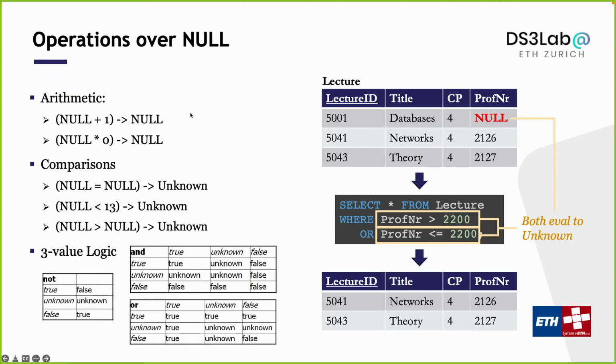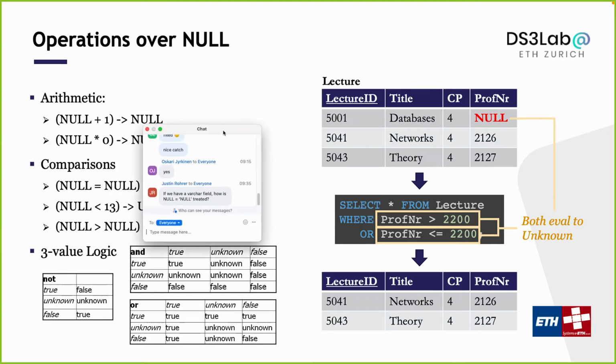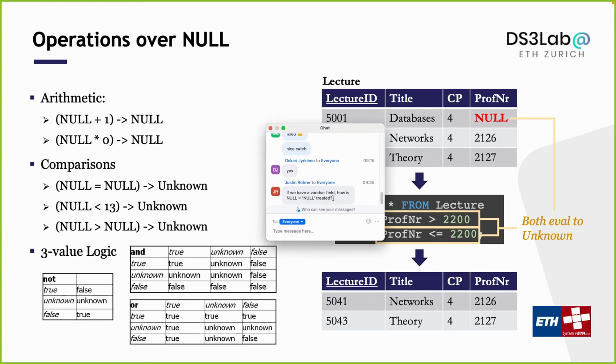Okay, this is a very interesting question. So if we have a variable character field, you can see that string, how is the following thing going to evaluate? Null equals the string null. What do you guys think? Who thinks this one is going to evaluate to true, false, unknown? It's unknown. For whoever asked that online, it's unknown, right?